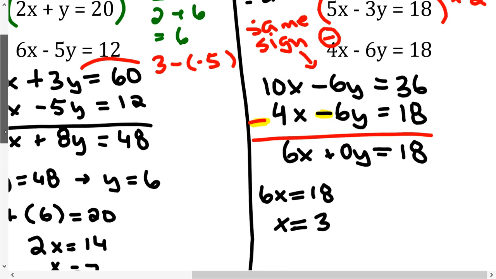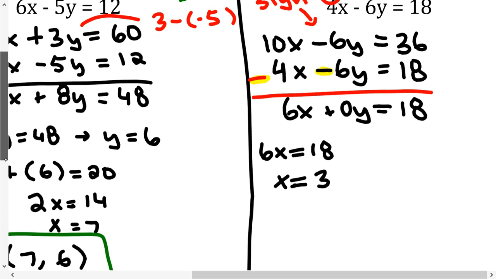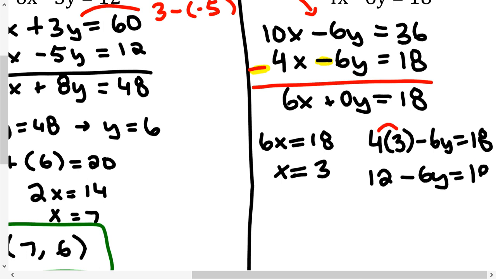Now I want to sub that in. Again, I can choose either equation from the top, but going back to my originals, not the ones I've manipulated. Let's do 4x. So 4x minus 6y equals 18. So I do 4 times 3. Right? 12 minus 6y is 18. Bring the 12 to the other side, right? Subtract 12 from both sides. Minus 6y is equal to 6.